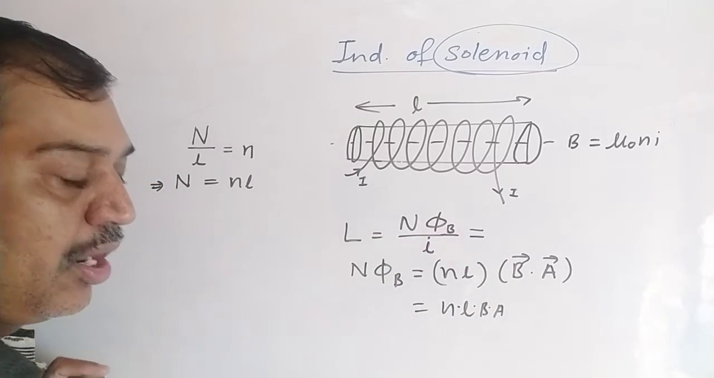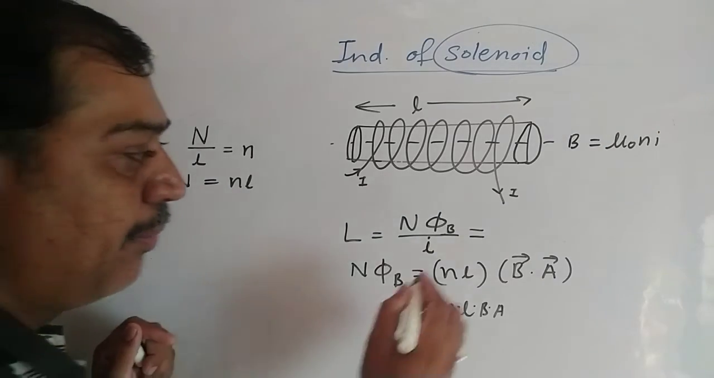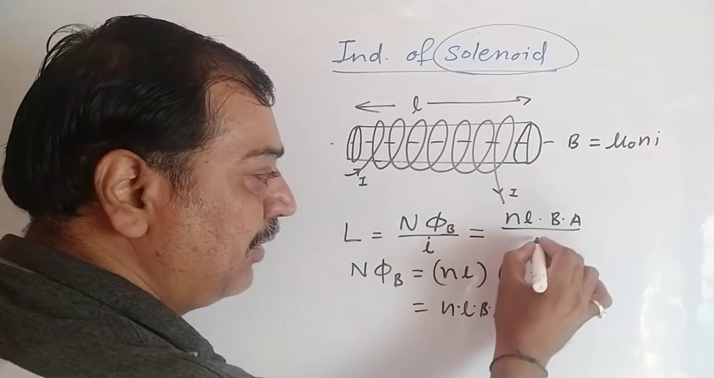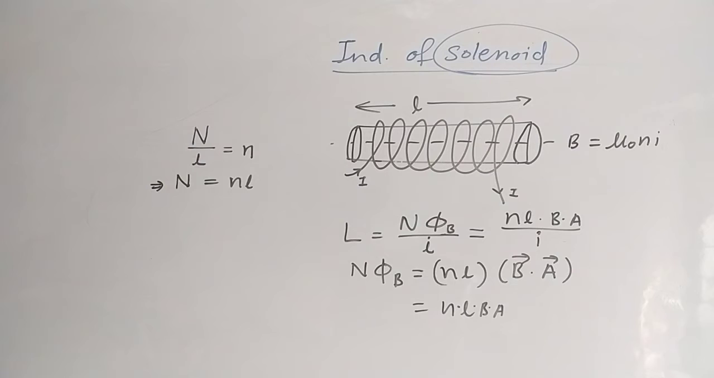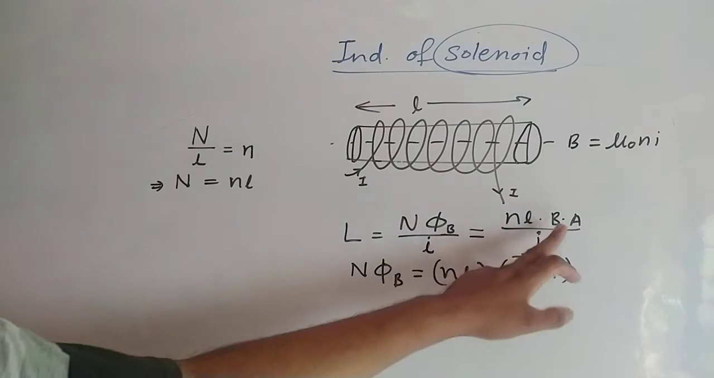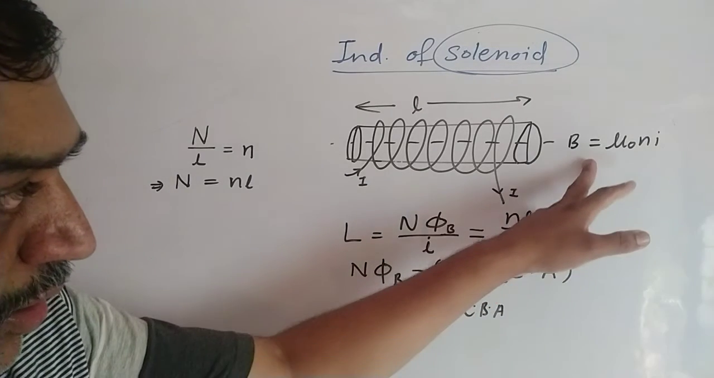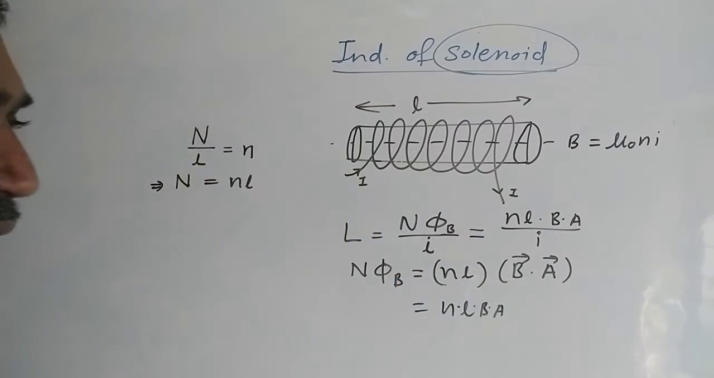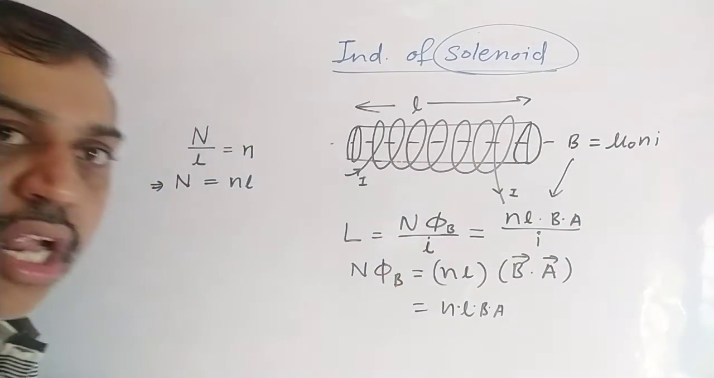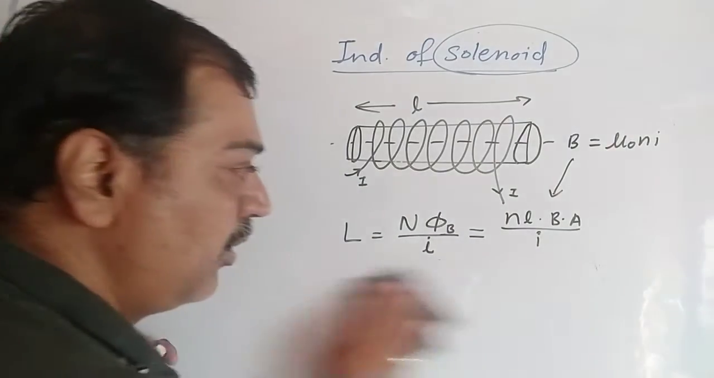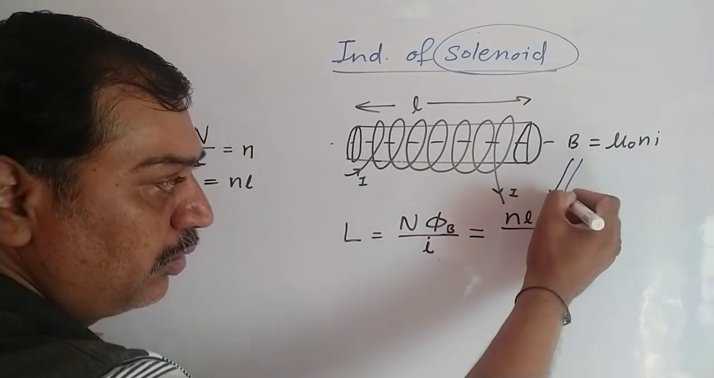So N phi B is what? nLBA divided by I. So it is nL into B into A divided by I. We have put the N phi B from this equation into this equation, and we get nLBA divided by I. But what is the value of B? This is B at the center of the coil, given by this equation. Put this value of B in the equation and rewrite the equation again.